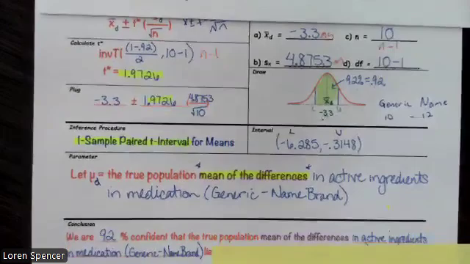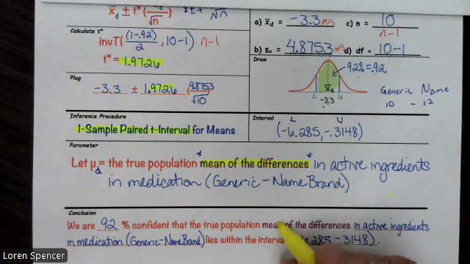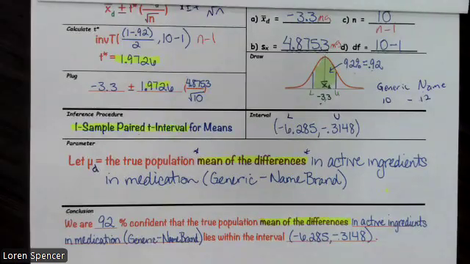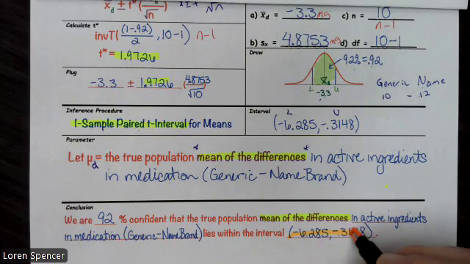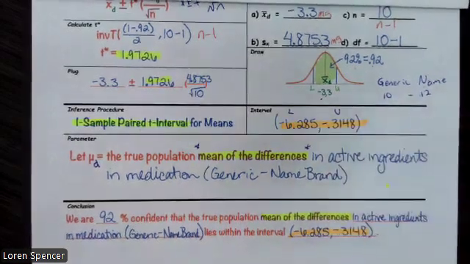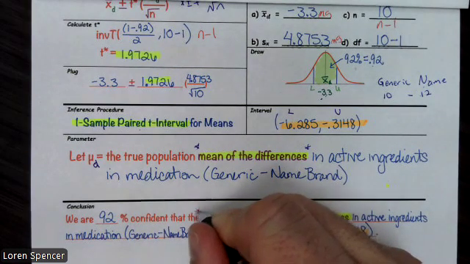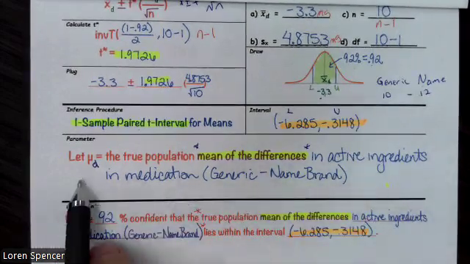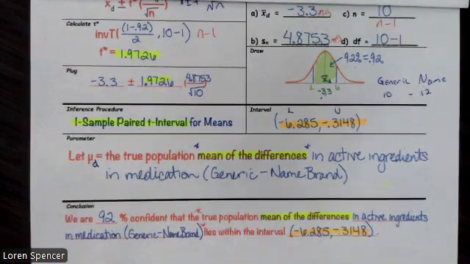So our conclusion, we are 92% confident that the true population mean of the differences, there's that phrase again, I keep saying, you got to know it, in active ingredients and medication, generic minus name brand, lies within the interval negative 6.285 to negative 3.485. This is just the interval that we calculated earlier. And this entire statement is right there. All right. It's right there as our parameter. That's a restatement of the parameter.